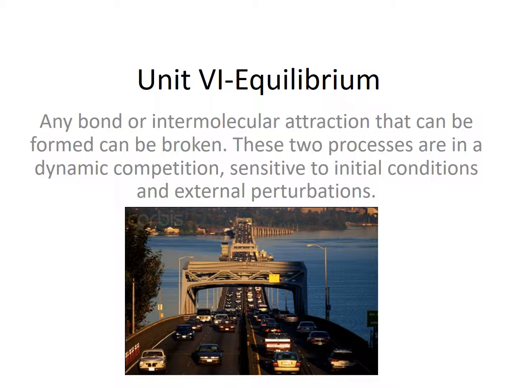It is also sensitive to external perturbations. External perturbations is just a fancy way of saying influences from the outside, such as putting heat into the system, raising the temperature of the system, changing the volume of the system, adding reactant, adding product. Anything you do that changes the conditions of the system will affect the forward rate and the reverse rate, and it will affect this dynamic competition between them. When that dynamic competition reaches a point of equality, where the forward rate equals the reverse rate, you've reached a point of equilibrium.